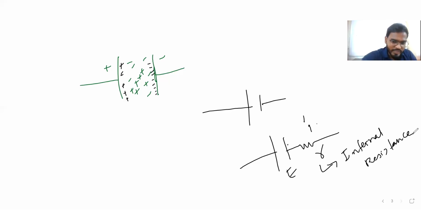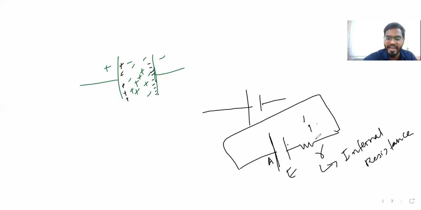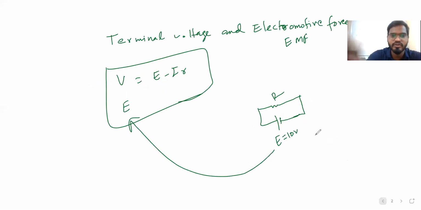So inside the battery, suppose this is point A. This is inside the battery, not outside the battery. To represent this, we are showing it here. In between A and B, whatever the voltage is, that is the terminal voltage. Got it? So terminal voltage is always E minus IR, because here there is also some loss of voltage, I into R. That is what I wrote.